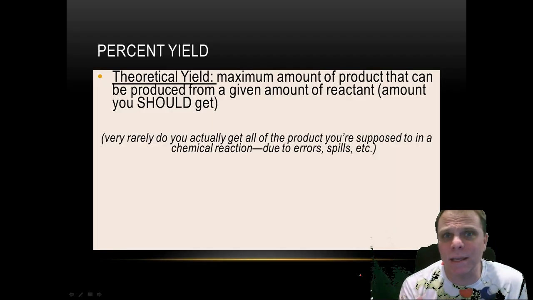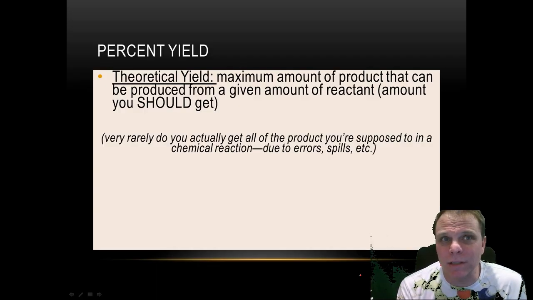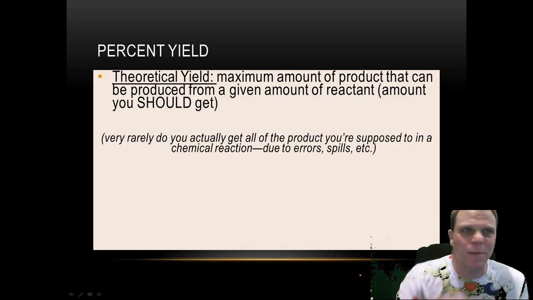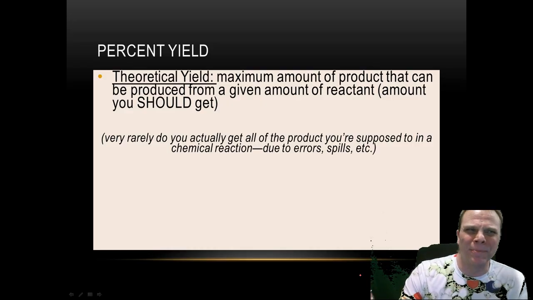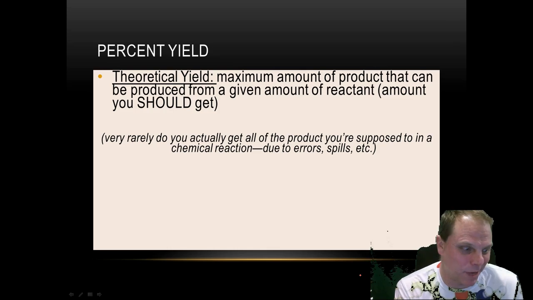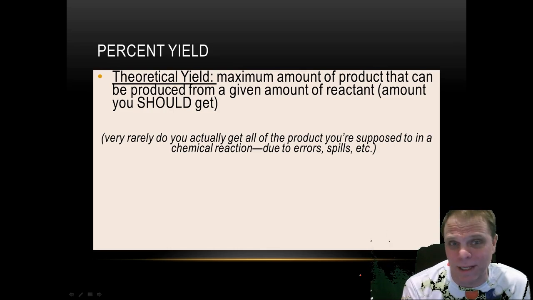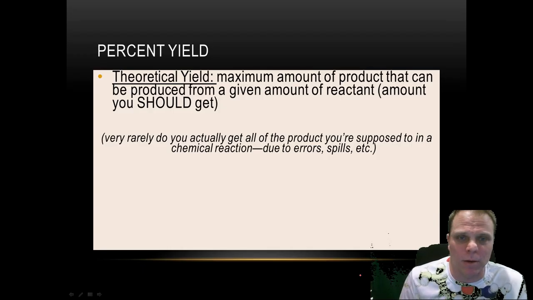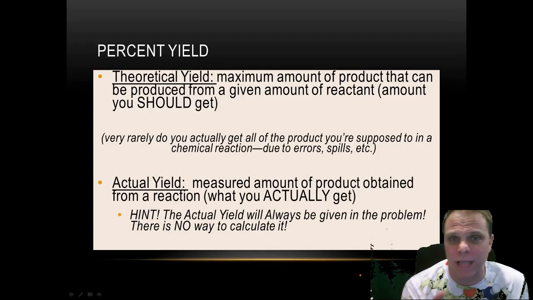So percent yield basically is saying what percentage of the amount of product that we expected did we actually get. Okay, so we expected to get this much, and we didn't get that much. We got this much. So what percentage did we actually get? That's what percent yield is all about. So you're going to look at 2 terms that we have to be familiar with here. One of them is the theoretical yield, and the other is the actual yield.